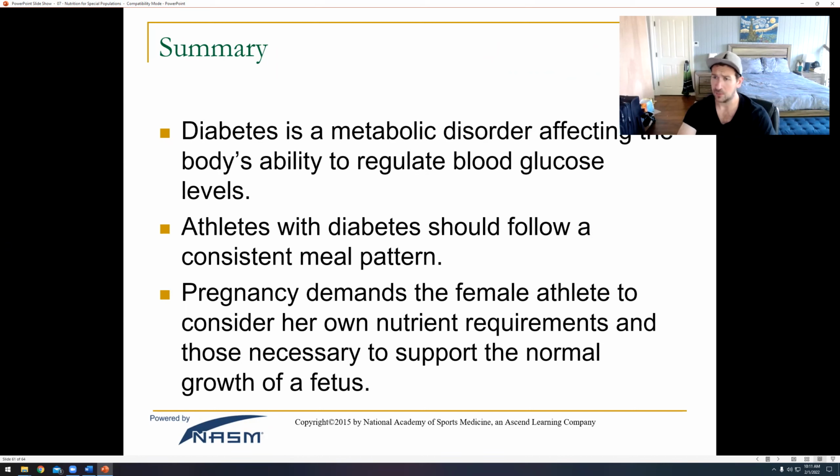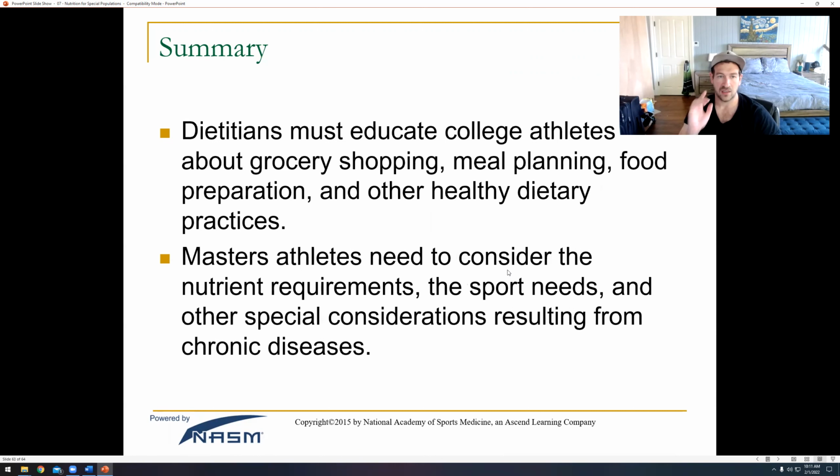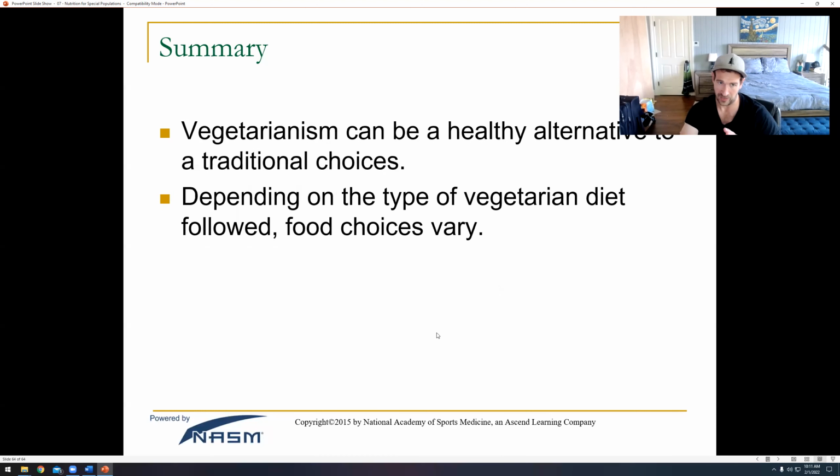Pregnant clients, make sure that they're paying attention to adequate protein intake, iron, and then lots and lots of B vitamins. Young athletes, make sure they're getting plenty of calcium, protein, and physical activity. Pay attention to college athletes. Make sure that they are learning how to grocery shop properly for healthy options, not just drinking lots of alcohol every night. And then master athletes, again, plenty of protein, but also plenty of calcium. That's a big one. Osteoporosis, super common in seniors, so we're trying to avoid that.